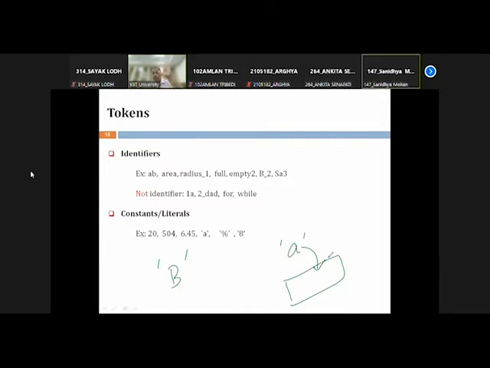Does anyone remember the ASCII value of small a? 97. Now, after storing, I don't know what I stored. If I ask you to read this value as an integer, what will you read? A or 97? 97. If I ask you to read it as a character, read it as a character.